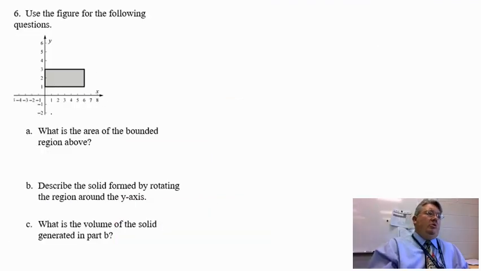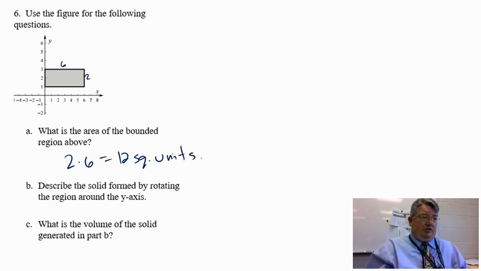Use this figure. What's the area of the bounded region? Well, if I find the area of that, that's 2 by 6. 2 times 6, that's 12. And it's going to be square units. Since I don't know the units, I'll just put square units.